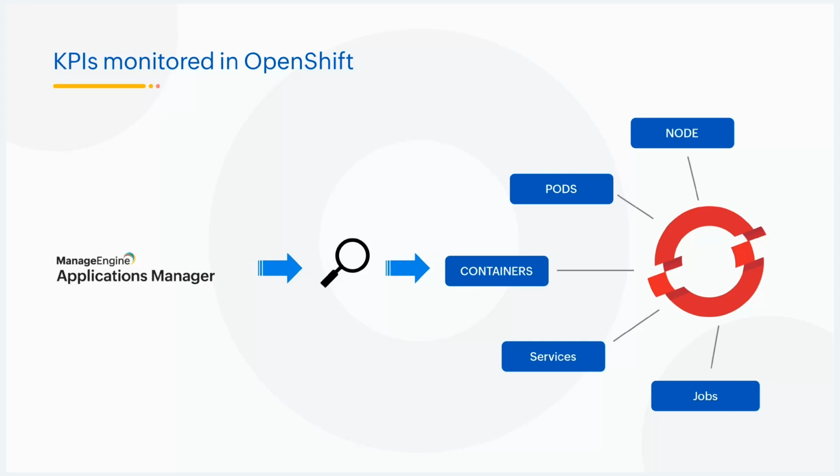So with these monitoring capabilities, we can effectively track OpenShift environments and keep them optimized for performance and scalability. Now we will move on to the UI and explore what information we need to provide to onboard the OpenShift monitor within Applications Manager.